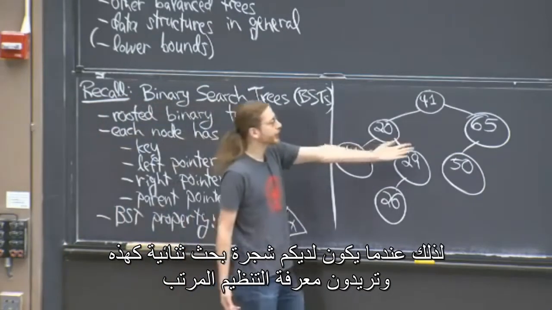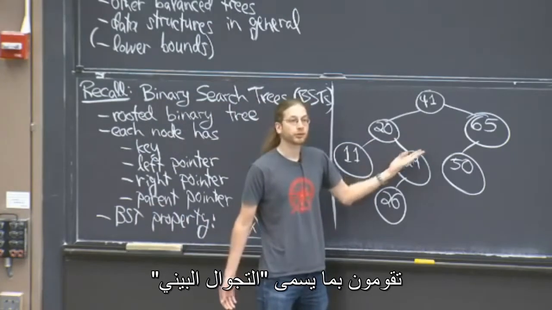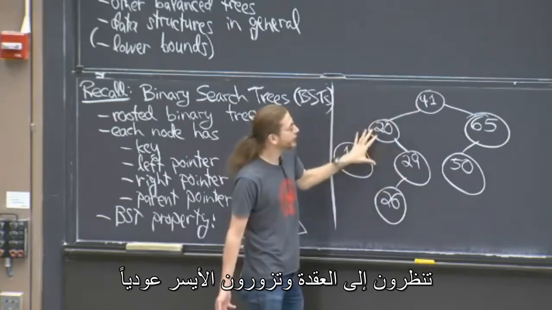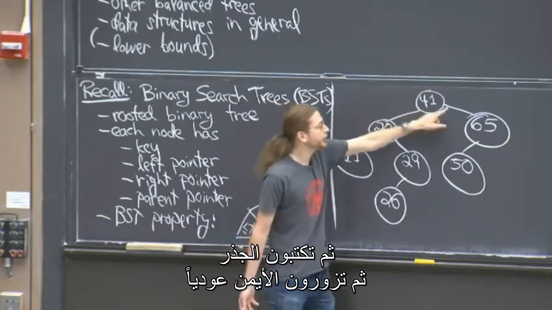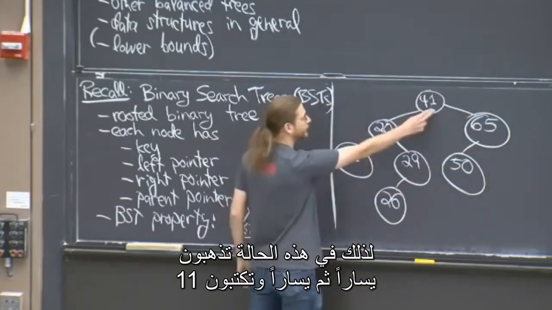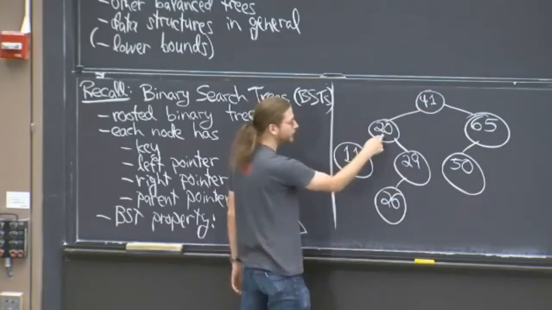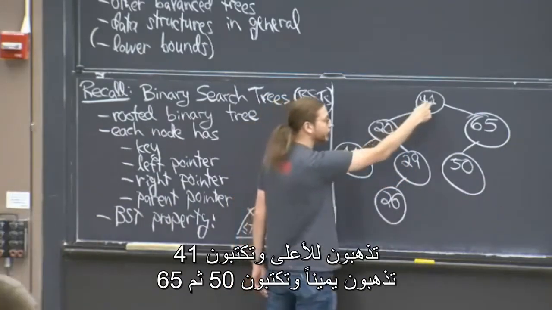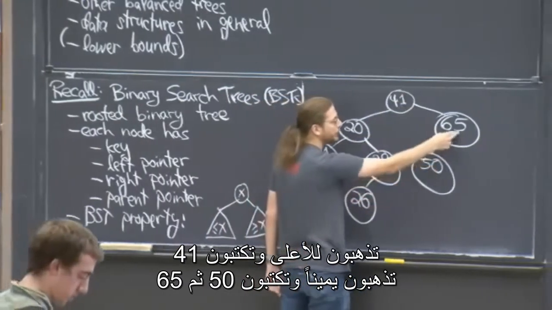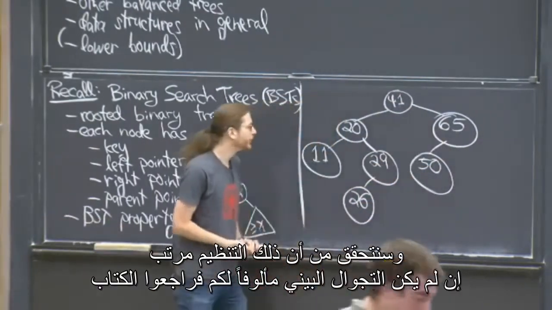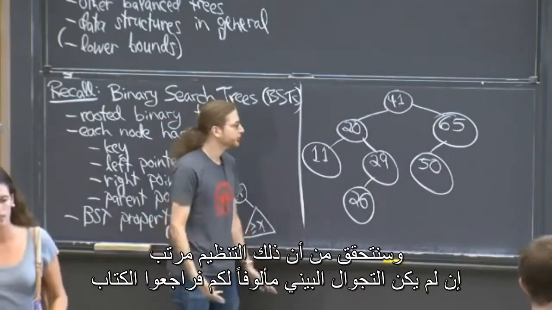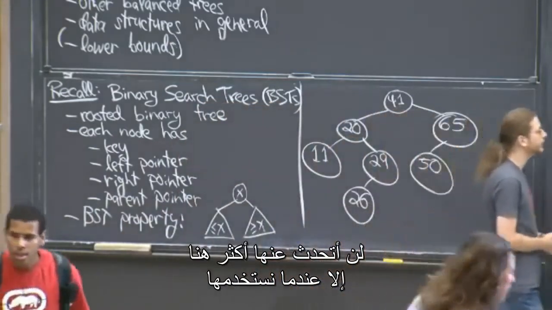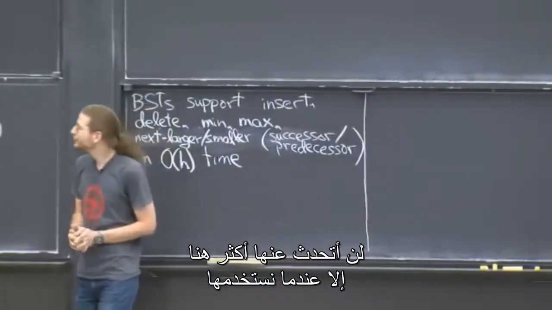So when you have a binary search tree like this, if you want to know the sorted order, you do what's called an in-order traversal. If you look at a node, you recursively visit the left child, then you print out the root, then you recursively visit the right child. So in this case, we go left, left, print 11, print 20, go right, go left, print 26, print 29, go up, print 41, go right, print 50, print 65. And you check that's in sorted order. If you're not familiar with in-order traversal, look at the textbook. It's a very simple operation. I'm not going to talk about it more here, except we're going to use it.